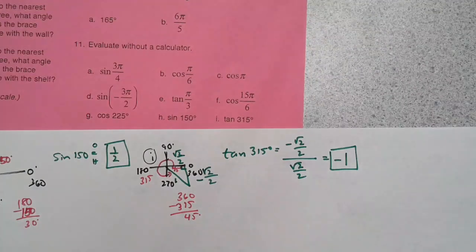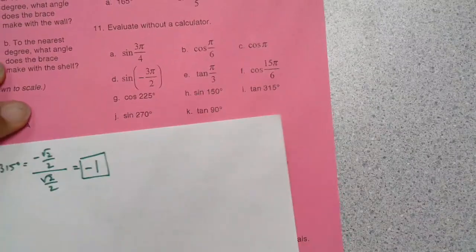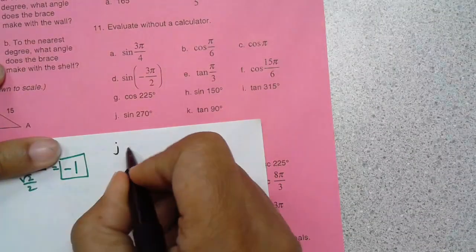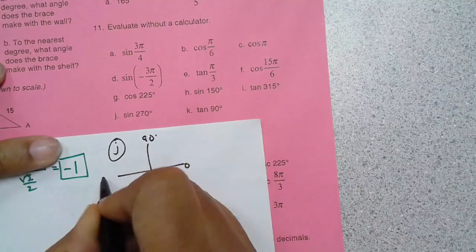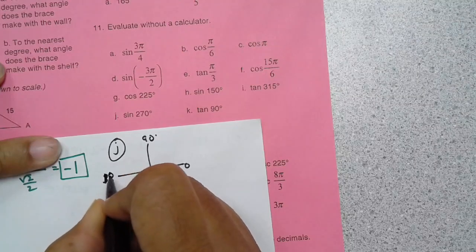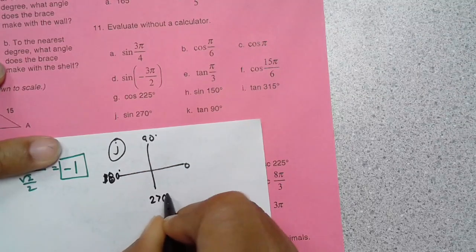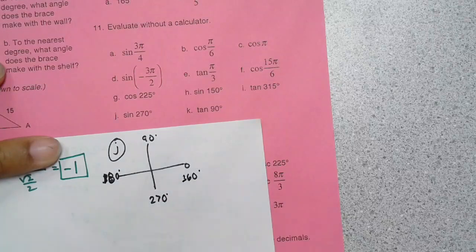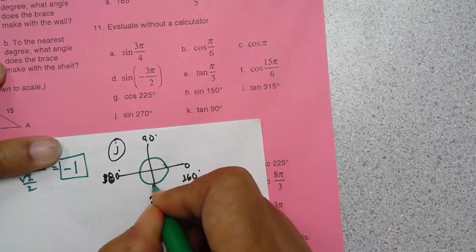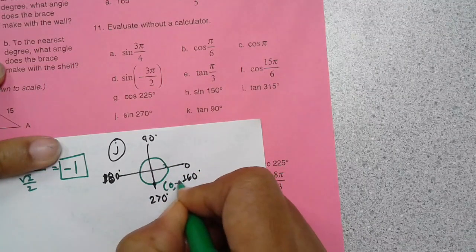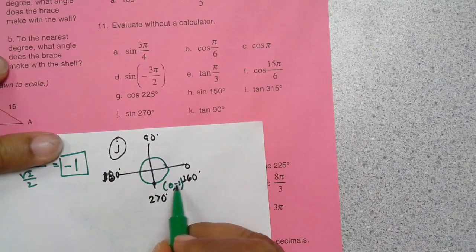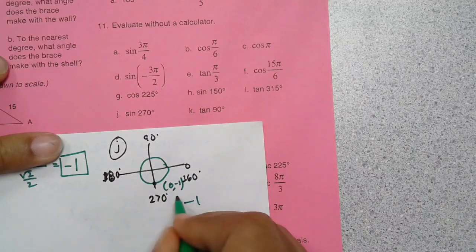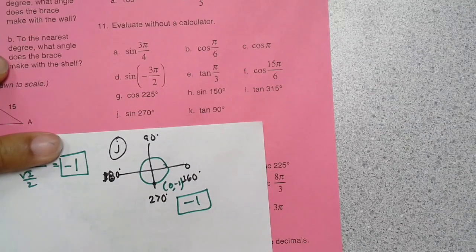All right, let's go ahead and go to J. Actually, I could fit that here. So J, we have sine of 270, so we have 0, 90, 180, 270, and 360. So 270 is actually on the axis, so we need a unit circle, no triangles. That's 0, negative 1. And it's asking for sine. Remember, sine is the y value. Cosine, sine. So negative 1 is the actual y value.